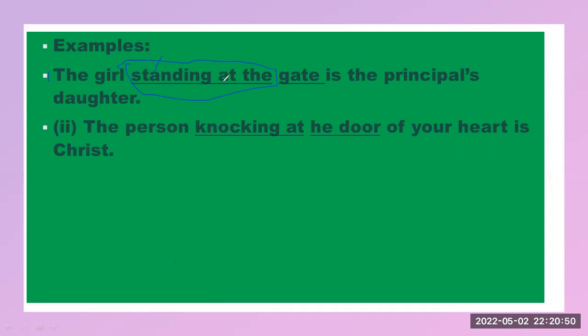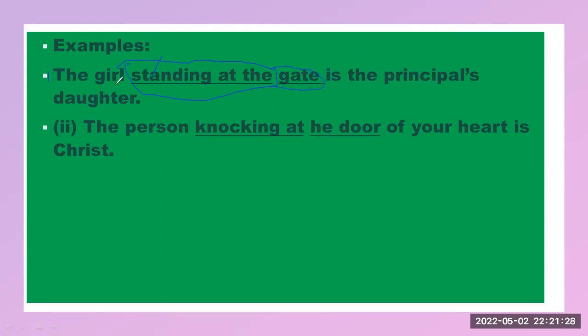Then how does this function as an adjective phrase? Now, it functions as an adjective phrase by doing the work of an adjective while it is a group of words. We define an adjective phrase as a group of words that does the work of an adjective. And then how do we know this does the work of an adjective? Now, we know that because it describes the word girl. Let's eliminate this, and then we have the girl, okay, standing at the gate. This goes together, okay?